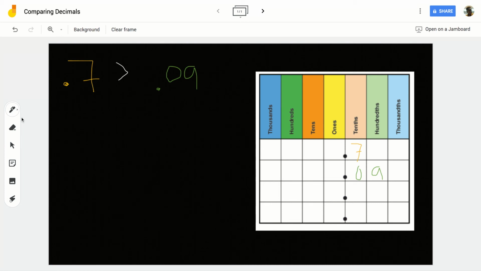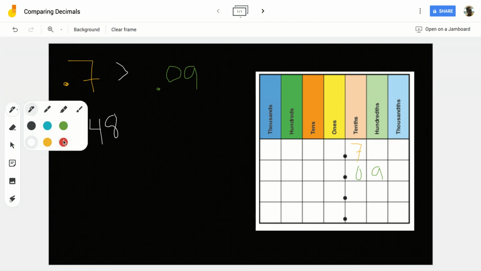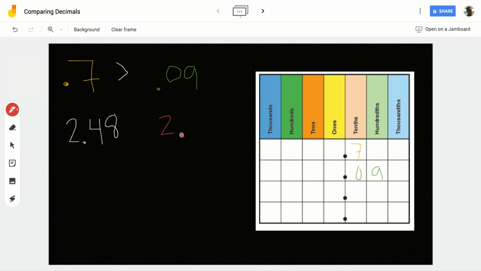Okay, so now I'm going to show you how to compare decimals without using the place value chart. And it's real simple and easy. So my number is 2.48. This is kind of difficult. Okay, 2.48. And then my next number is going to be 2.84. All right. So I'm going to compare these two numbers without using my place value chart.